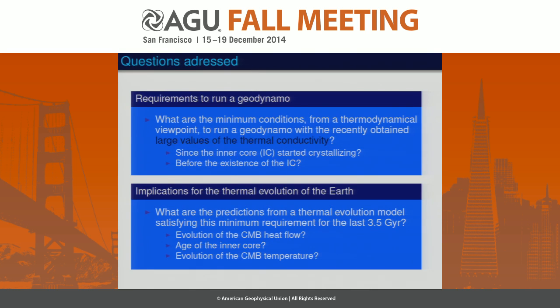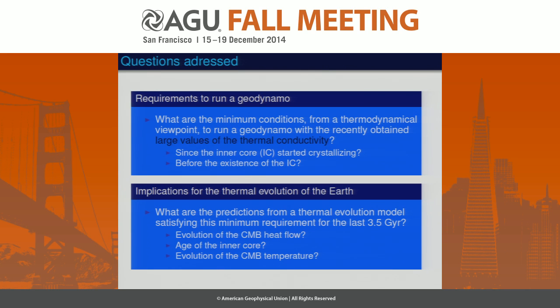So, the questions I will address are mostly of two sorts. One is, what are the requirements for running the geodynamo? And we know there was a magnetic field for at least 3.5 billion years. So we know that these requirements must be met. And this question has two parts.